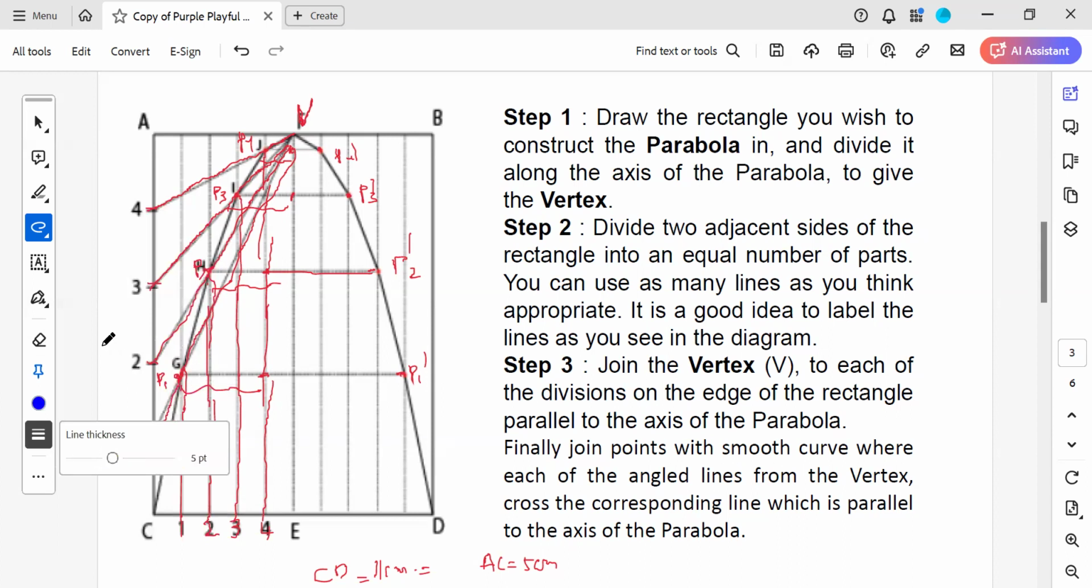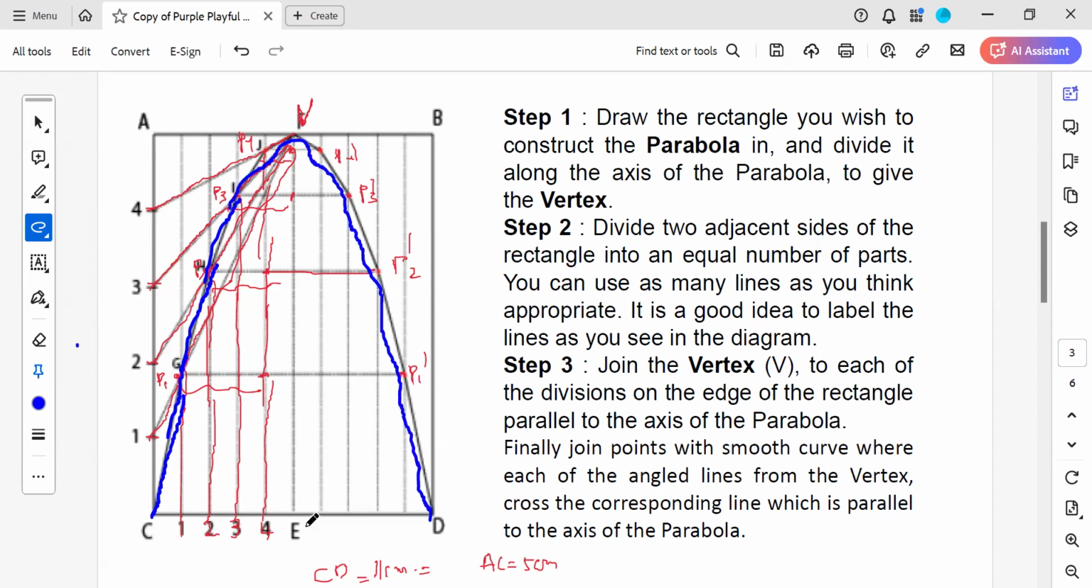Now you join those points in sequential order starting from C. From C, you draw one smooth curve joining all the points like this. That is called a parabola. It is a parabola. So like this we are solving this problem. I hope you understand this problem.